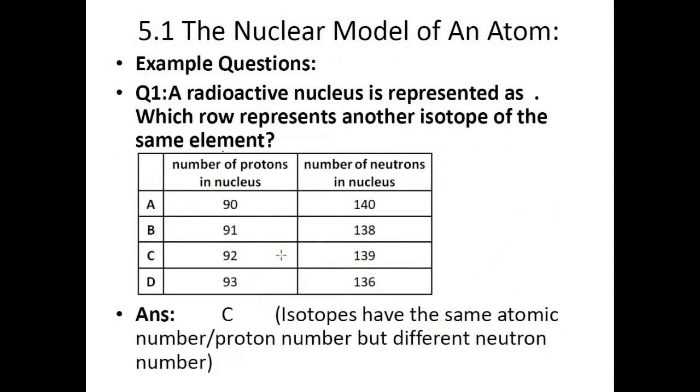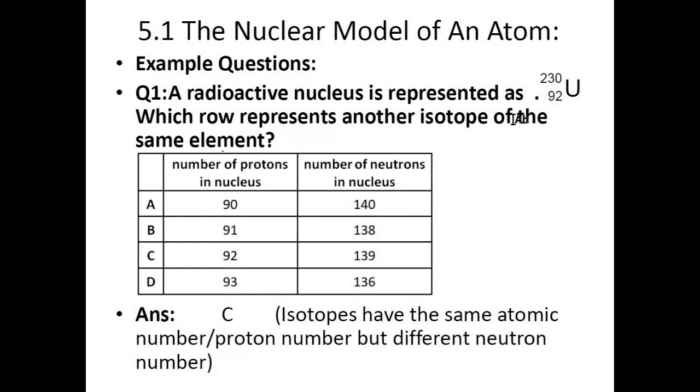Example questions. A radioactive nucleus is represented as U-230-92. 230 is the mass number and 92 is the atomic number. Which row represents another isotope of the same element?